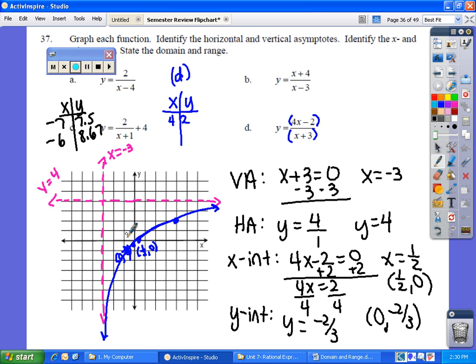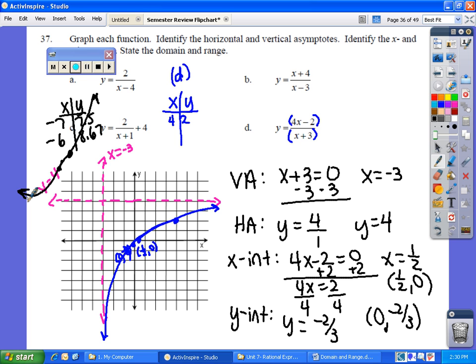So we'll go to -6. 4, 5, 6, 7, 8.6 might be about there. And then (-7, 7.5). 5, 6, 7, 1, 2, 6. Okay, so we're just going to go up and up.